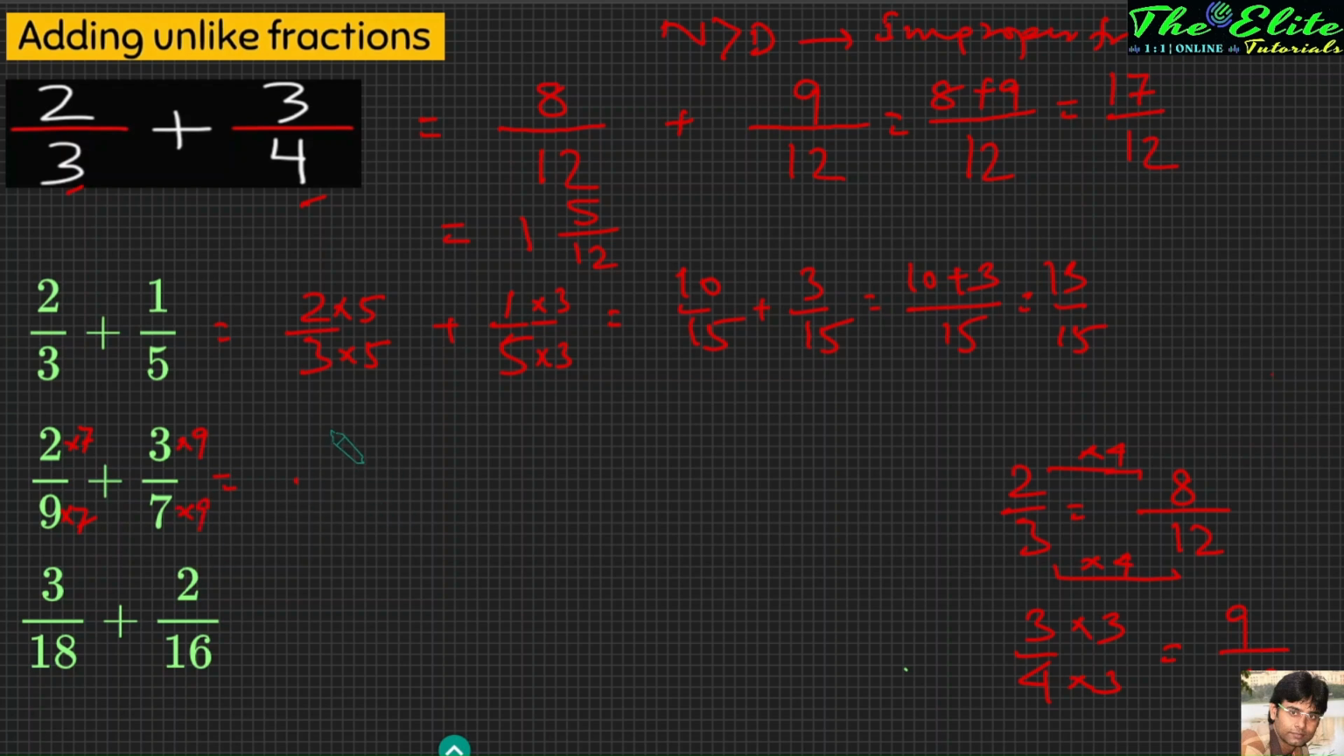Now get the new numbers. It is going to be 14 over 63 plus 27 over 63. 63 will be written in the denominator, and 14 plus 27 will be written in the numerator. If you add them, it will be 41 by 63. Nothing is common between these two numbers, so we cannot simplify further. Now you will do this. I hope you can do it.